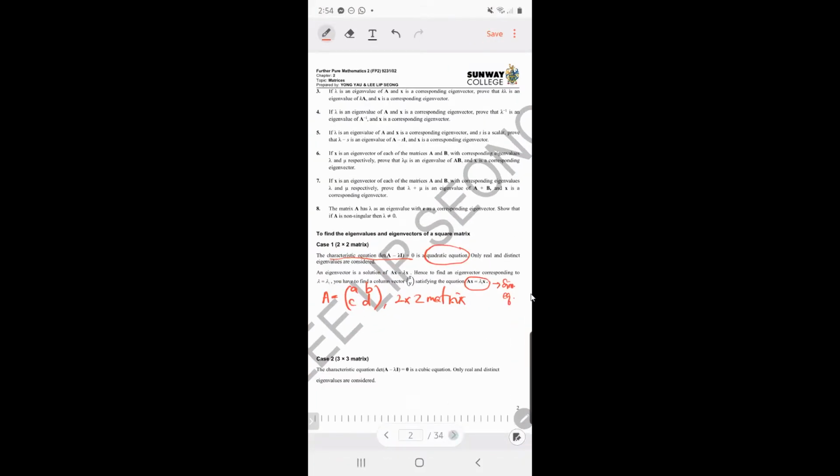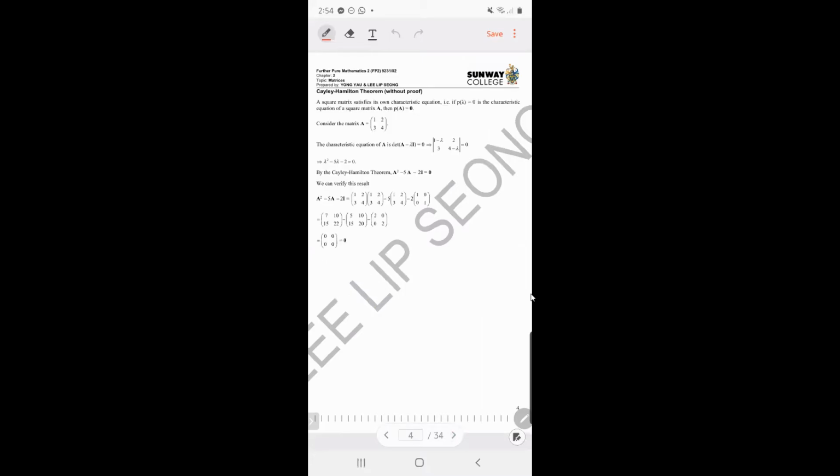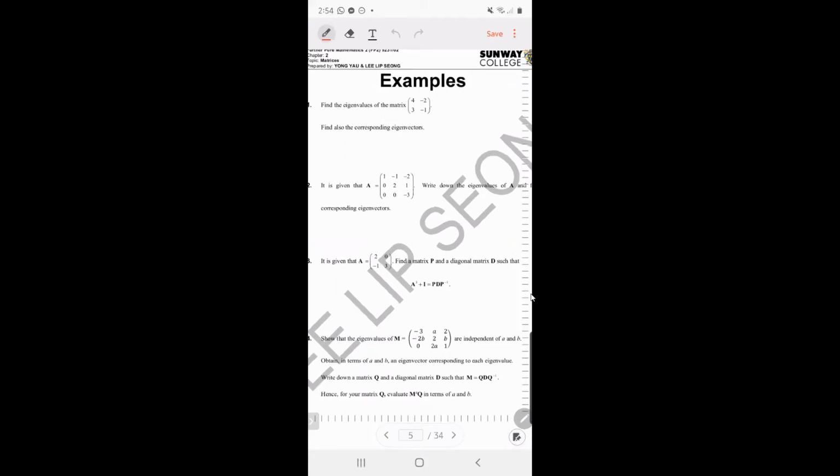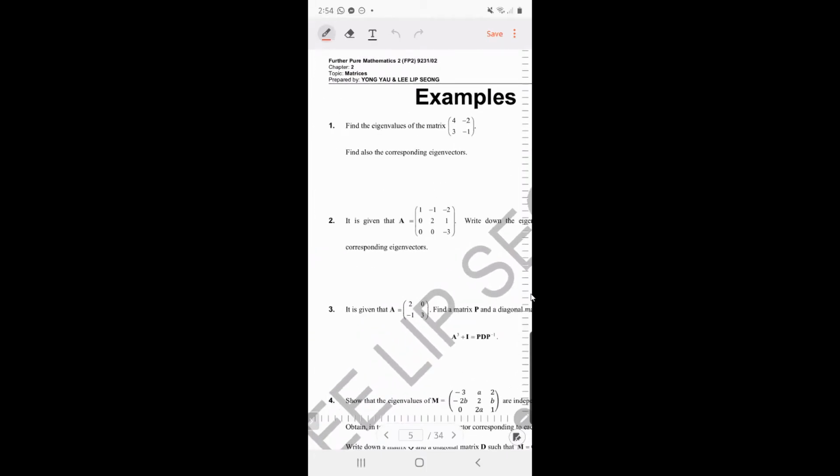Okay? So in this case, I will show you one example, right? So we go to the next part. We go to the first example first. Okay, let's look at this 2 by 2 matrix. Find the eigenvalues of the matrix. So I give you the matrix here.